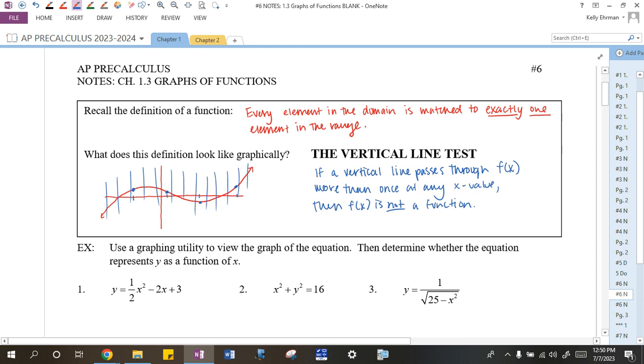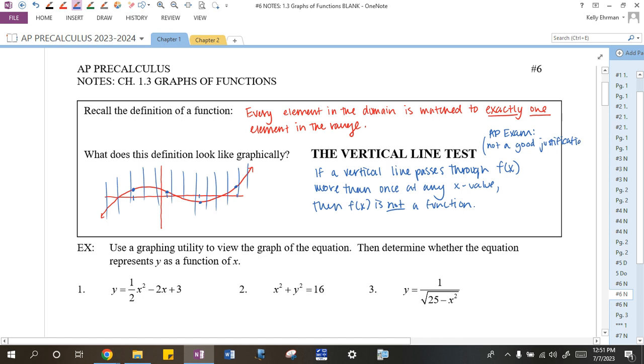Now it's important to note on your AP exam, if you have to explain why something is a function or not a function, you can't just say vertical line test. Sorry, I want to say that is not a good justification.